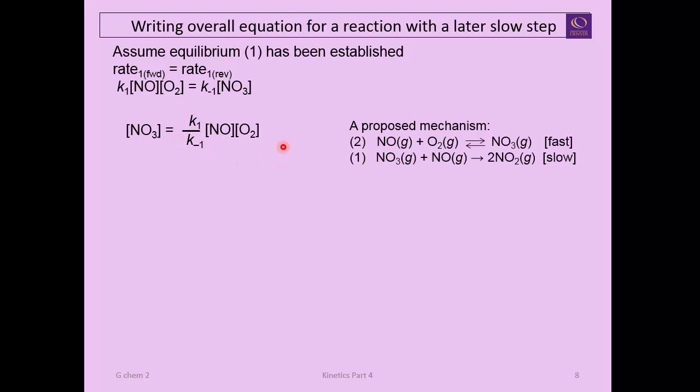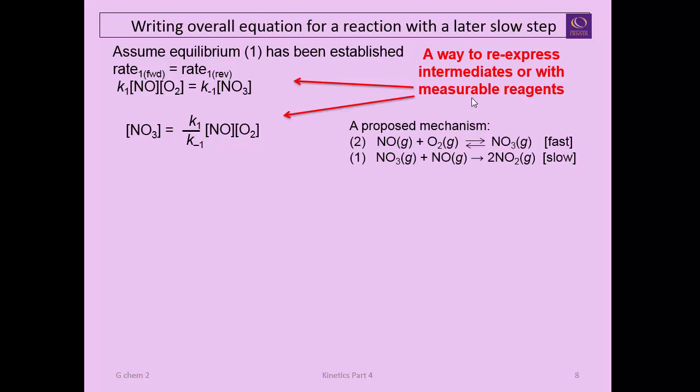And the nice thing about this expression is it has two reagents that we can measure. So now we can go back to the slow step, see it right here? And we have a substitution where anywhere that I see NO3 concentration, I can substitute out with this, right? It's a way to re-express intermediates with measurable reagents. It's based on that fact that rate forward is equal to rate backwards when you bottleneck these reactions. Okay, so now we go in and we re-express this thing with this substitution put in place.